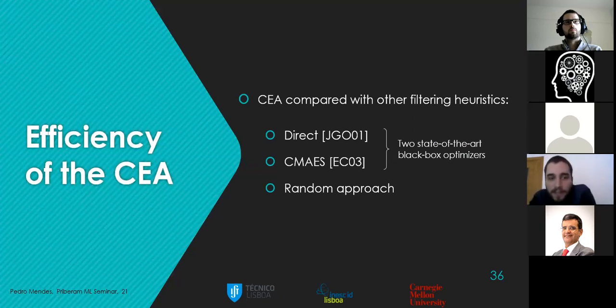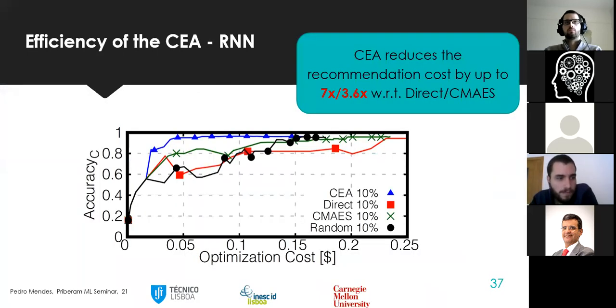Next, I'm going to evaluate the efficiency of the filtering heuristic, the constraint expected accuracy, and we compare against two state-of-the-art black box optimizers, namely DIRECT and CMA-ES, and a simple random approach. If we look at the results, we see that the constraint expected accuracy reduces the recommendation cost by up to 7 times with respect to DIRECT, and 3.6 times with respect to CMA-ES. So using this filtering heuristic, TrimTuner can reduce the optimization cost in order to recommend a configuration with the same quality in terms of accuracy.